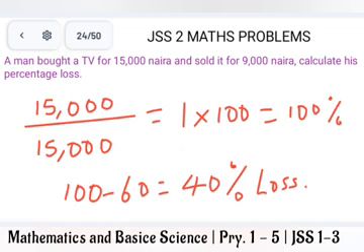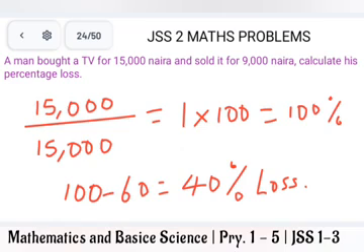Remember, we already said it's going to be a loss because the value of the percentage which we got when the man sold the TV for 9,000 was 60%. So it's less than 100. That tells us that there's a loss. So eventually we're having 40% loss. So with this, you can solve another question that has to do with this.